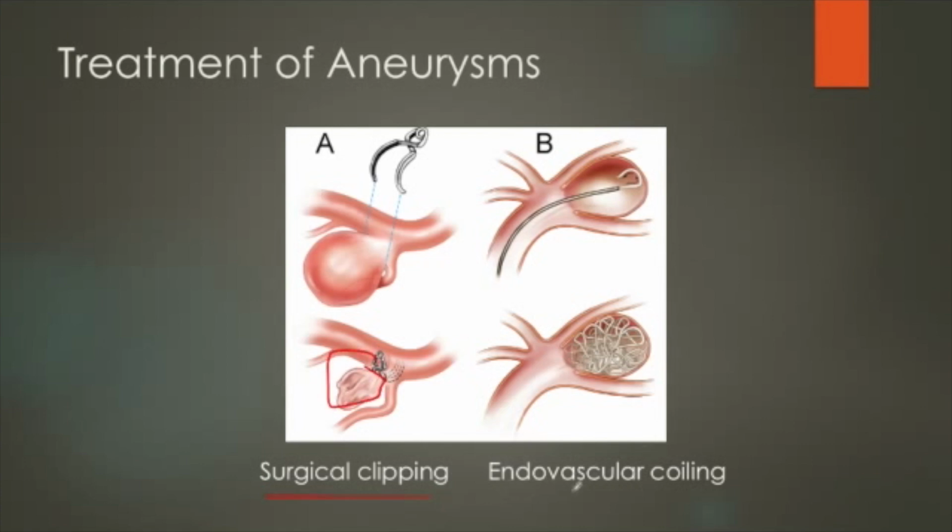The second is endovascular coiling. Like with angiography, a catheter is fed up through the vessels, through the aorta into the cranium, and a coil is inserted into the aneurysm and circled around. This clots off the blood present within the aneurysm and prevents further bleeding.